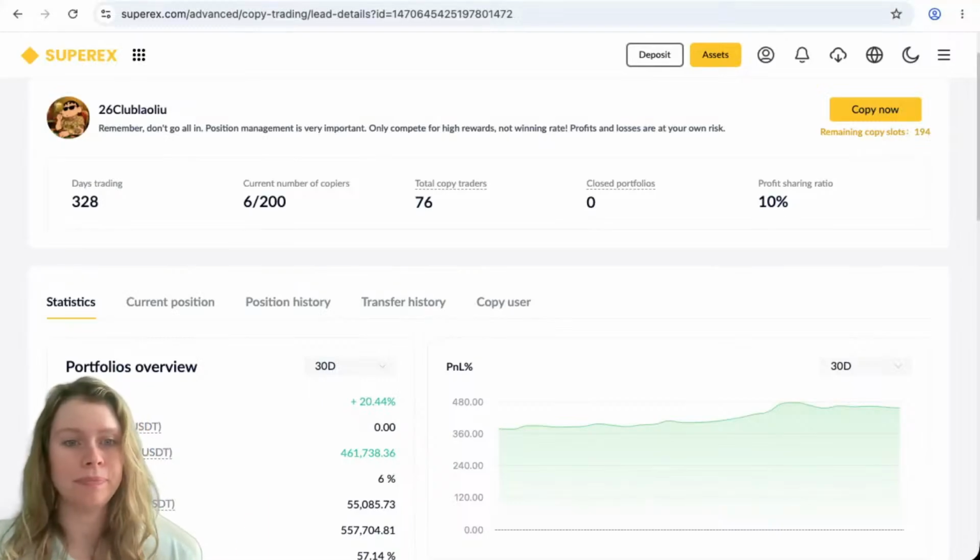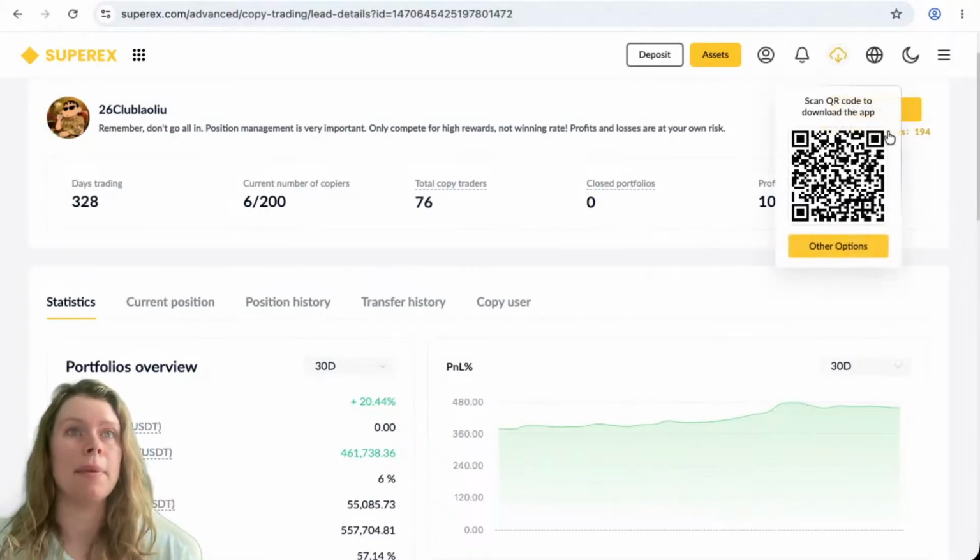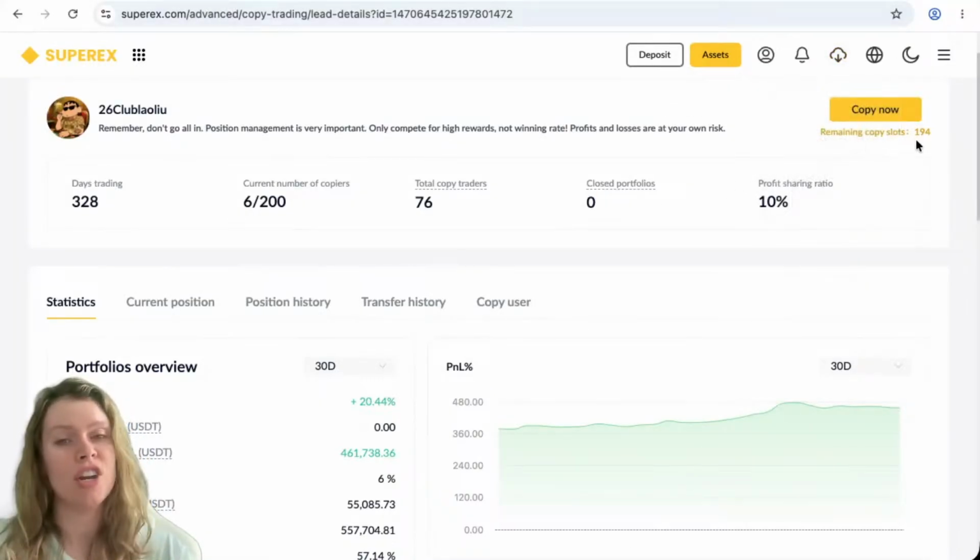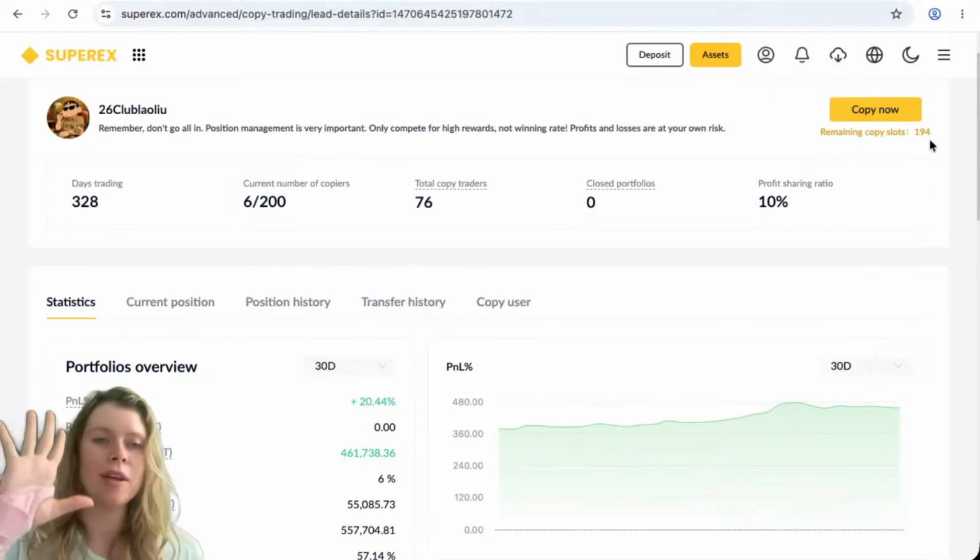So number 1 to look at, on the top right, big yellow copy now button. That one's just up here. Remaining copy slots, 194. So we'll get there in a second.